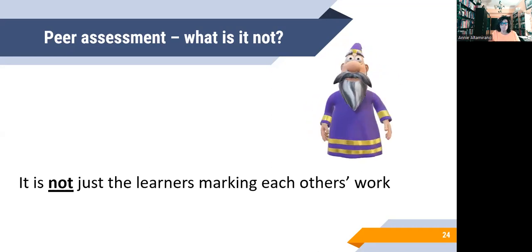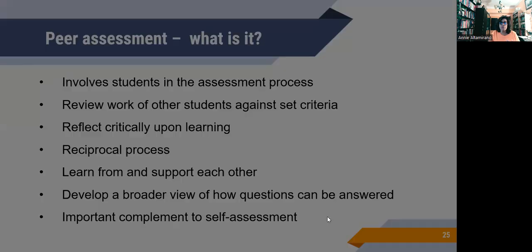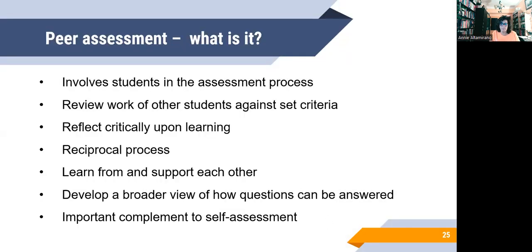Peer assessment allows learners to reflect critically upon the learning of their peers. And it is a reciprocal process because the student providing the feedback also benefits from increasing their own understanding by having to review someone else's work. And as a result, reflecting on their own understanding or on their own performance. It also allows students to develop a broader view of how questions can be answered, how tasks can be completed, or the methods their peers are using.